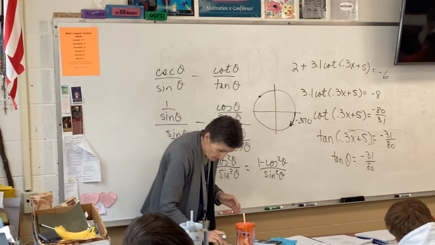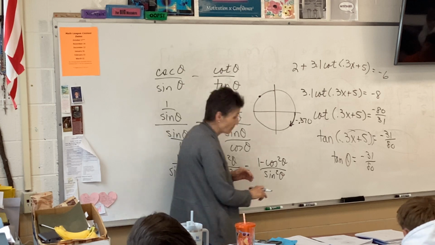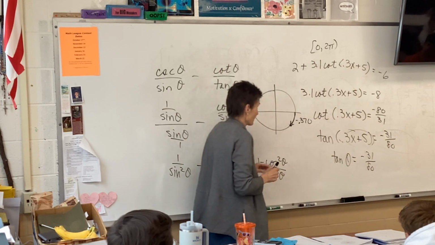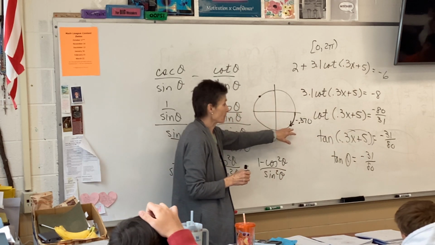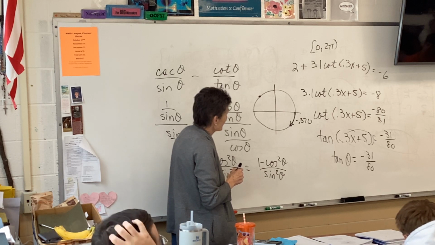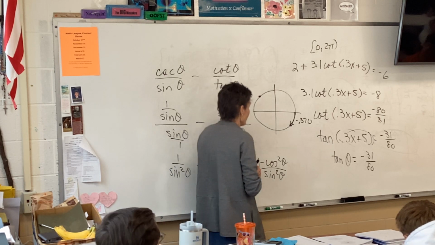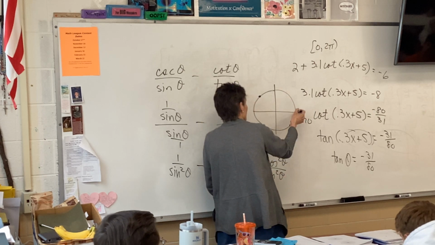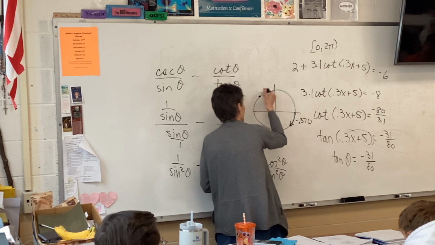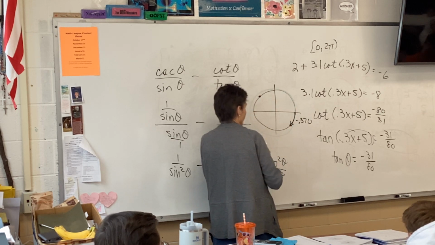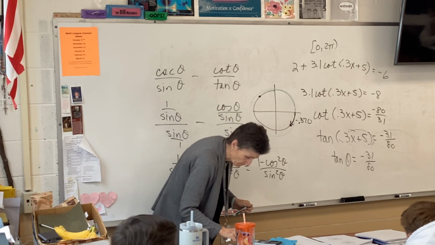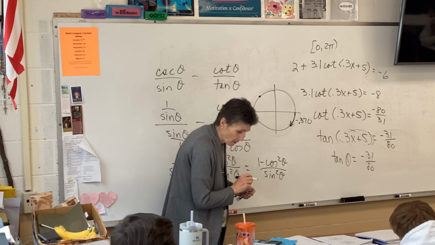The directions are 0 to 2 pi again. So I better rethink that. So how could I rethink that? What would be the measure of the positive version of that angle? 2 pi minus. Yeah, so I'll just add that guy to 2 pi. So 5.914.